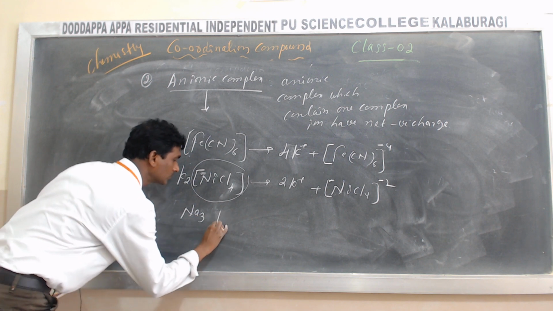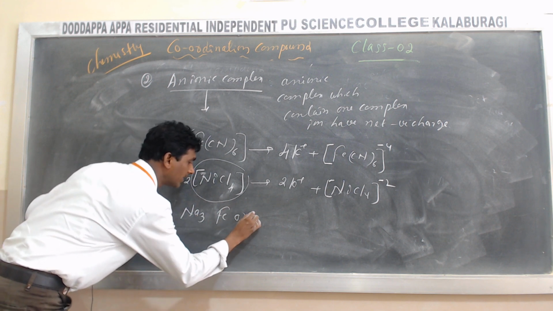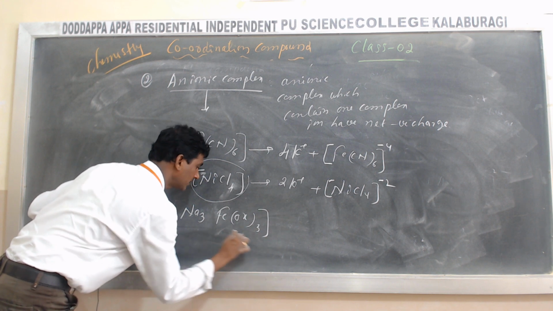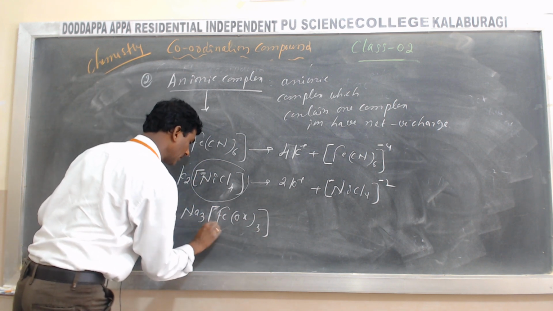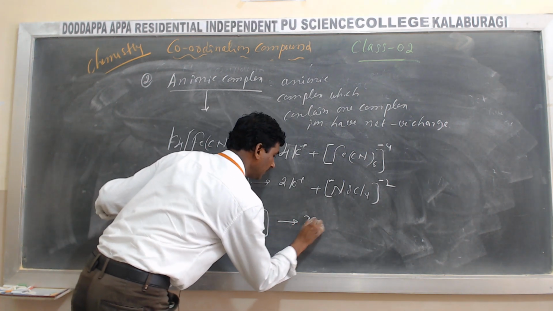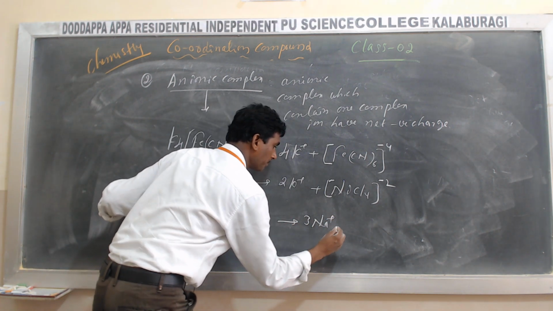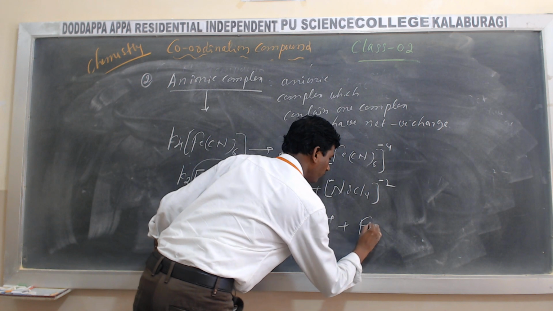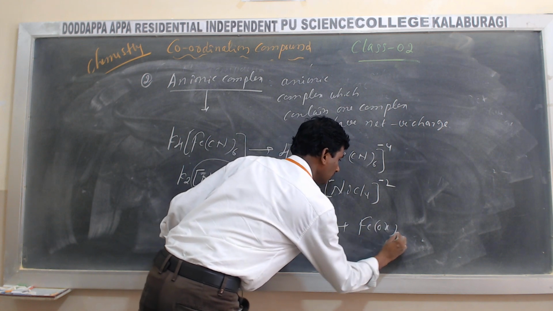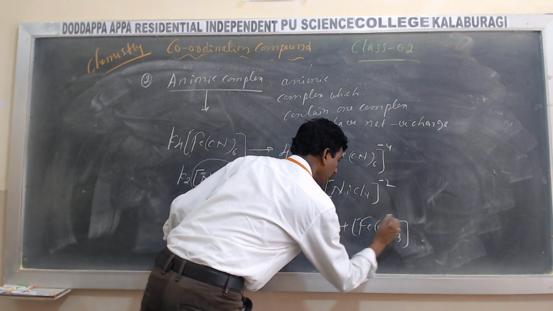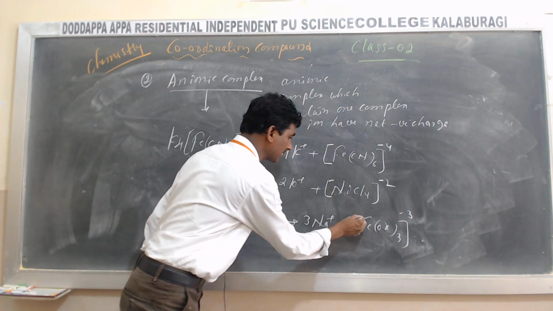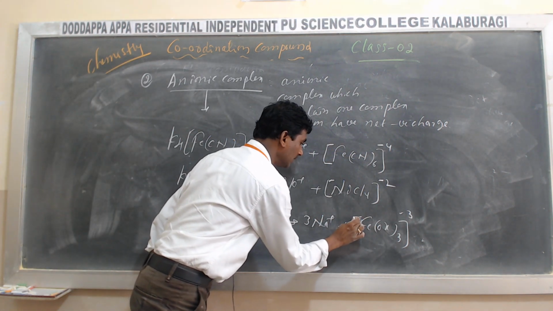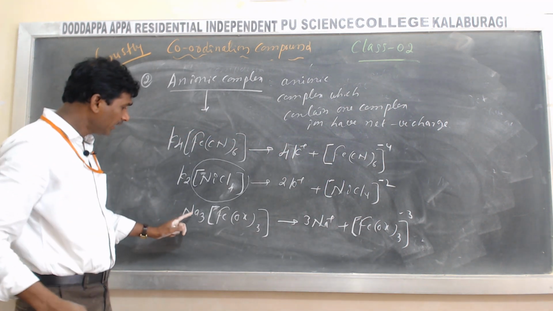One more example. Na3 Fe oxalate. I can write OX and it is thrice. So now I can write here 3Na plus of FeOX thrice. This is what, anybody? Minus 3. Is it correct or not? Yes, this is minus 3. So I can write here Na3FeOX3.